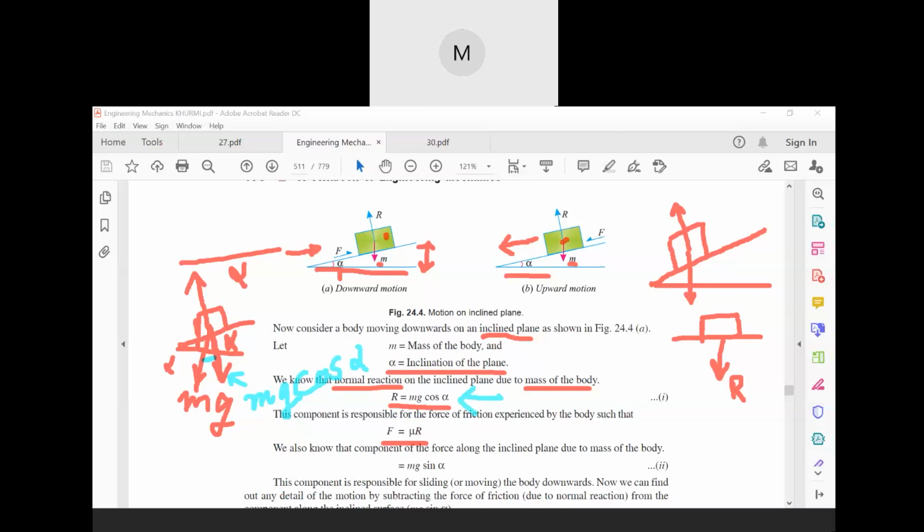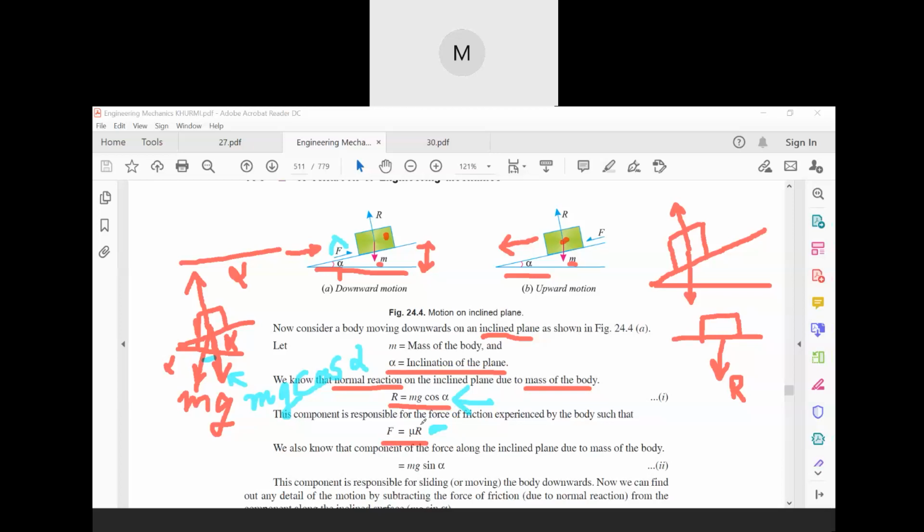Now we can do what? We can write this one in this manner: R equal to mg cos alpha. Now there is one component, which one is that? F. So F is equal to what? Mu into R. Mu is what? Coefficient of friction.